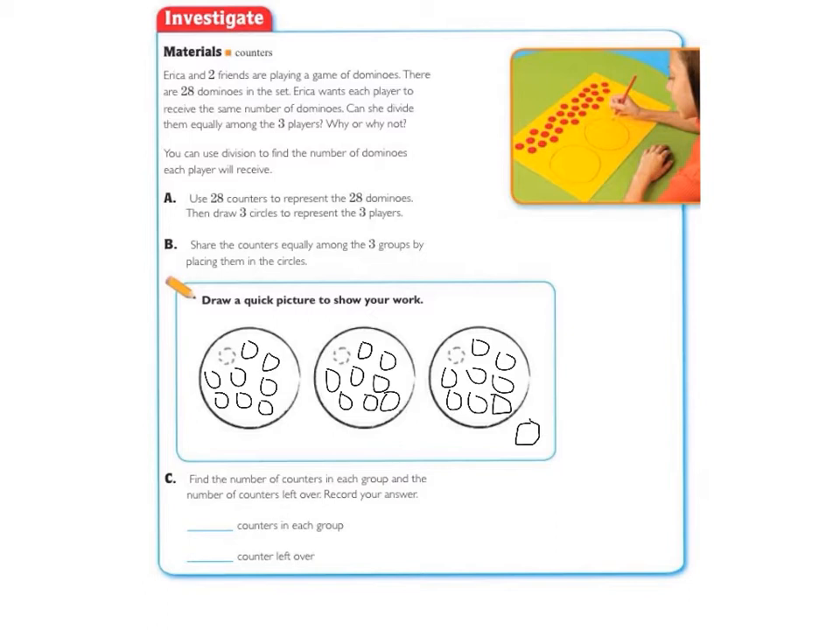So then our last step says find the number of counters in each group and the number of counters left over. Well, in each circle we have 1, 2, 3, 4, 5, 6, 7, 8, 9 counters, but there is 1 counter left over. That 1 counter left over is our remainder.